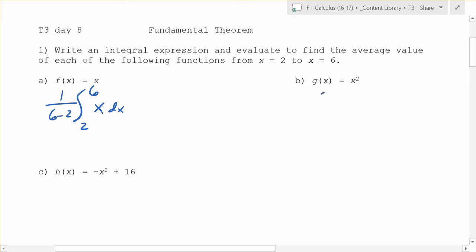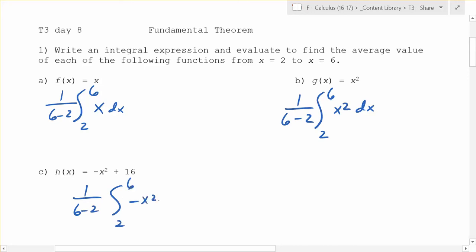So what would this next one be? This would be the integral from 2 to 6, x squared dx, 1 over... So it gets pretty repetitive after a while, right? It really should. Average value functions, as long as you know the function, are pretty straightforward to write.